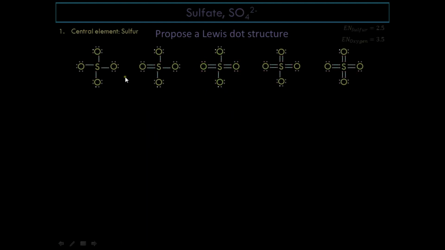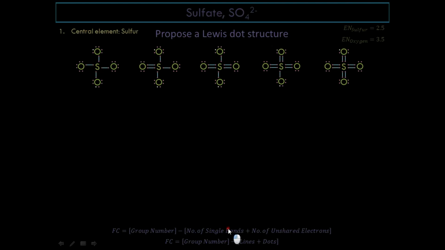All of those proposed Lewis dot structures are shown here. To find out the correct Lewis dot structure, we're going to use formal charge computation. The formula for formal charge is the group number minus the summation of the number of single bonds and the number of unshared electrons. The best way to memorize this is the group number of the element minus the summation of lines plus dots.